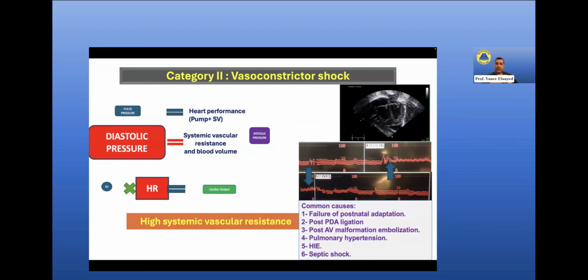So if you close the shunt immediately, the vasoconstriction will be more clinically evident and clear, and that might cause heart decompensation. Pulmonary hypertension, HIE, and then septic shock, although it is rare in neonates to have vasoconstrictor physiology in septic shock. It's more common in pediatrics and adults.